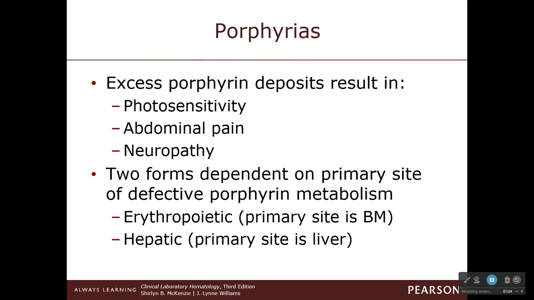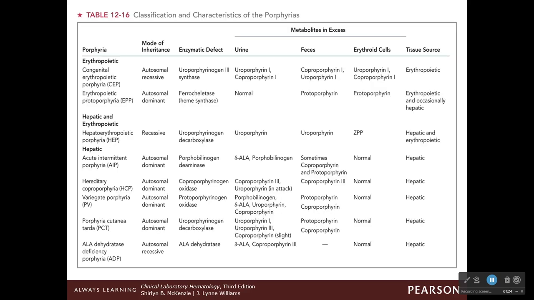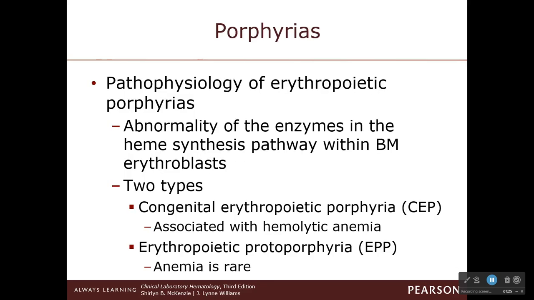We're going to talk about the erythropoietic ones, not the ones that happen in the liver. There are two of those. This is a good chart that tells what's going on with all of them, the liver ones and the erythropoietic. But the ones I'm concerned with are the two erythropoietic ones: congenital erythropoietic porphyria, CEP, and erythropoietic protoporphyria, EPP. Those are the two that we see. EPP anemia is usually pretty rare, but CEP usually has an associated hemolytic anemia.